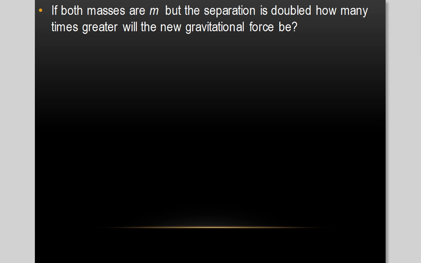Now let's try this next one. If both masses are m, but the separation is doubled, how many times greater will the new force be? Okay, so let's just start from scratch. Fg equals G m times m, because they're the same mass, they have the same letter, divided by the distance between them squared. So that is the regular formula.